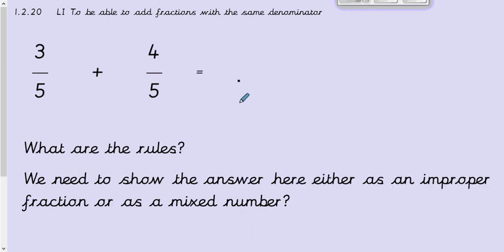So if you remember the rules, if the denominators are the same, the denominator is going to be the same one for the answer. So our denominator will still be 5. And then we add our numerator. So 3 add 4 is 7.